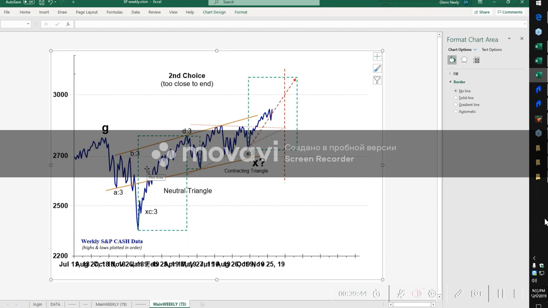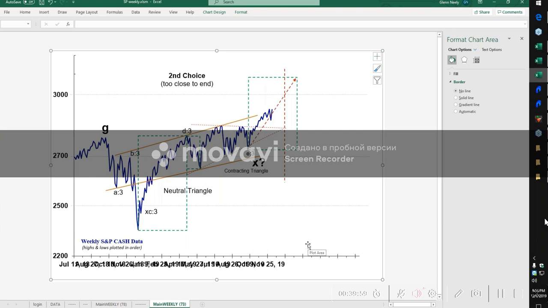You might only move 50% of wave E out of an expanding triangle, about 75% out of a neutral triangle, and 100% out of a contracting triangle. So we got the 100% from the contraction. We may only get 75% out of the neutral triangle. Does that answer your question?